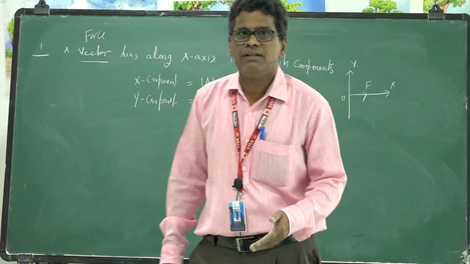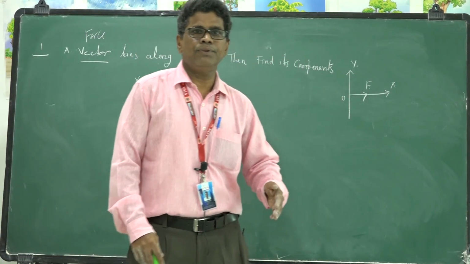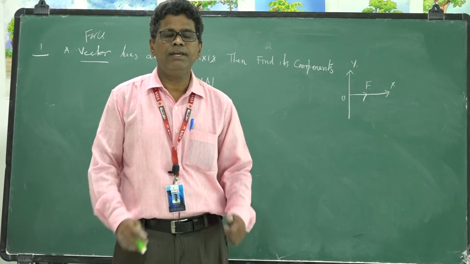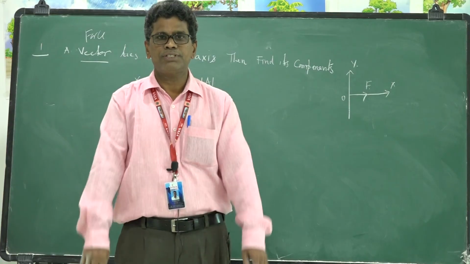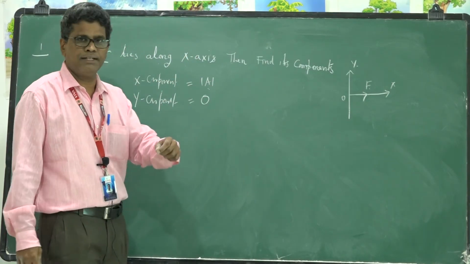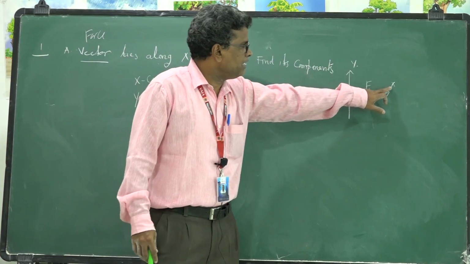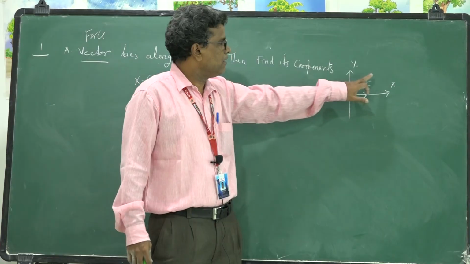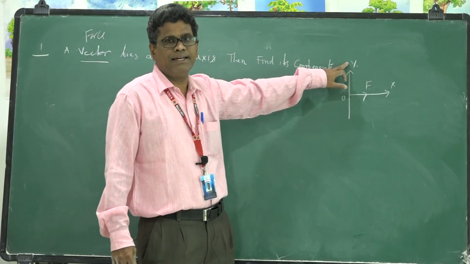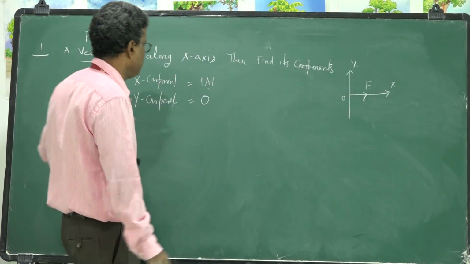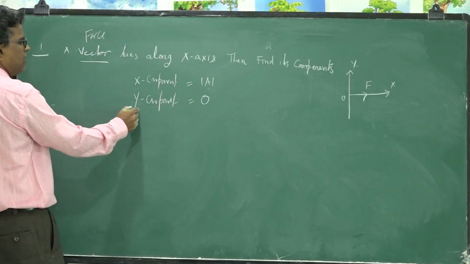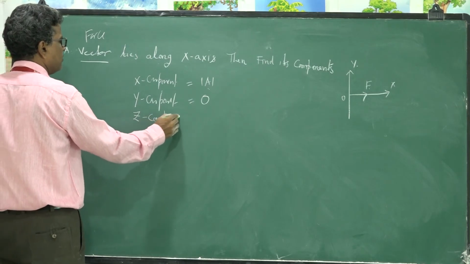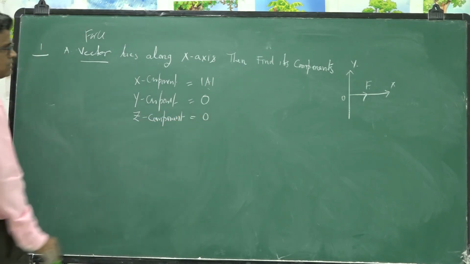We know that when a force acts on a body, the body gets accelerated. You know Newton's second law. Because of this force, in which direction does the body get acceleration? Along x-axis. It won't be accelerated in y direction. Similarly, the z direction. So the y component of this force is 0. Similarly, the z component is also 0.